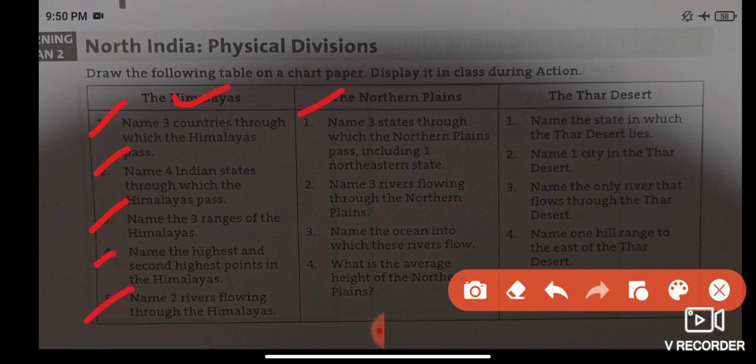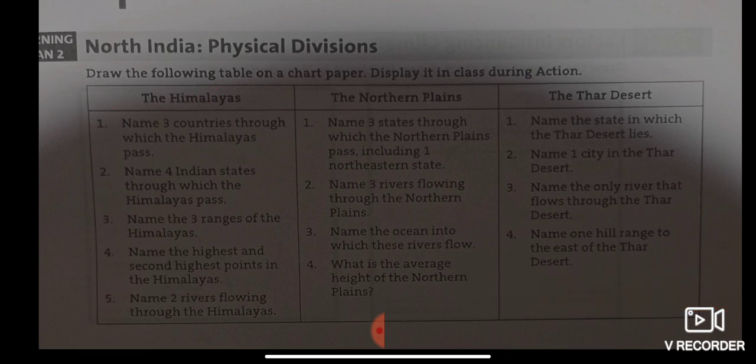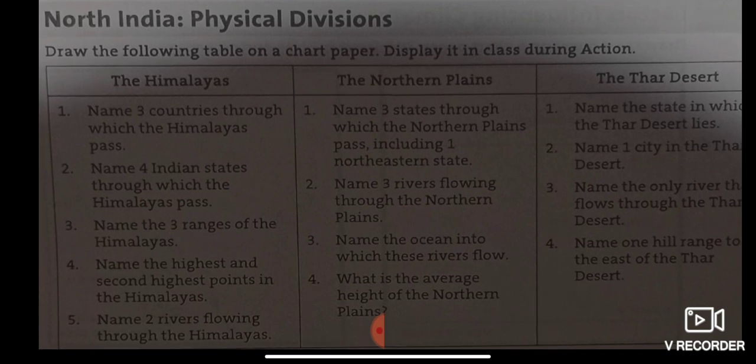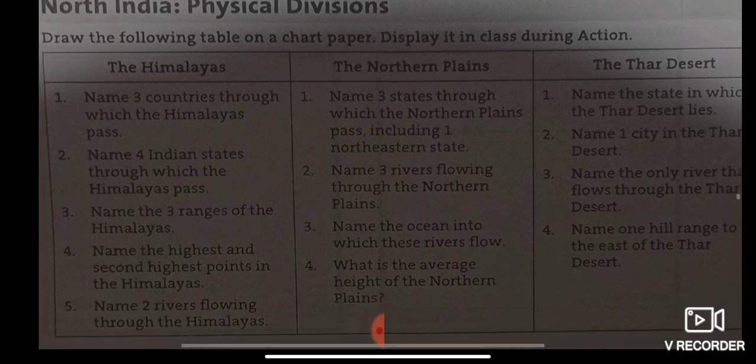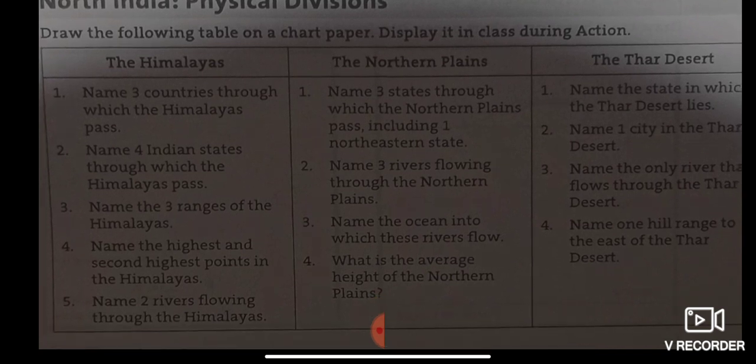Similarly with the Northern Plain and the Thar Desert. For the Himalayas, you have to name three countries through which the Himalayas pass. Number two, name four Indian states through which the Himalayas pass. You have to name the three ranges of the Himalayas. Name the highest and the second highest point in the Himalayas. Name two rivers flowing through the Himalayas.